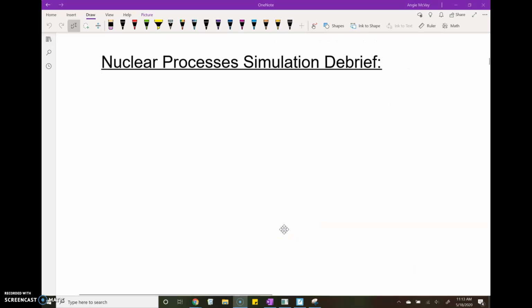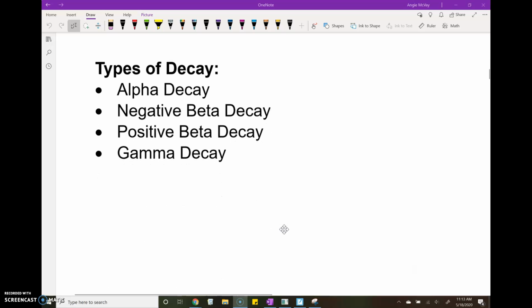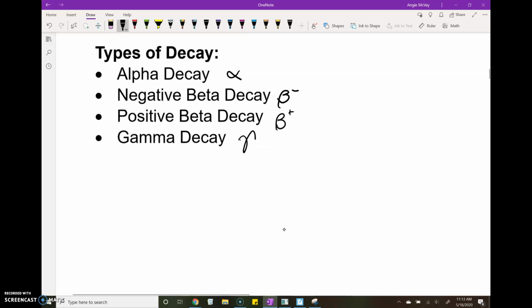Okay, so the nuclear processes simulation, hopefully you saw that there were 4 types of decay. There is alpha decay. Again, if you remember, it's typically just written as the Greek letter alpha. Negative beta decay, sometimes written like this. Positive beta decay, sometimes written like this. And then gamma decay. And there should have been some patterns that you noticed as those decays were happening.